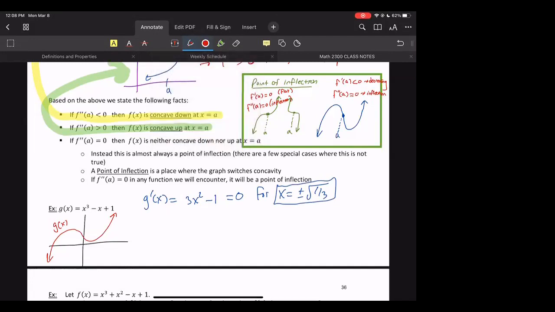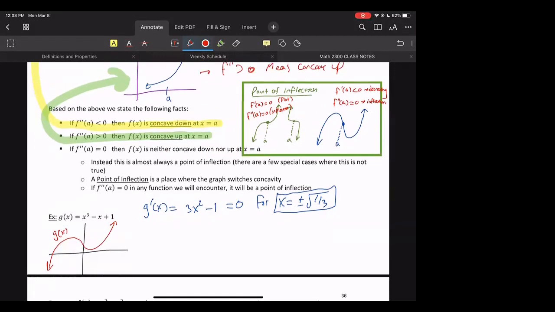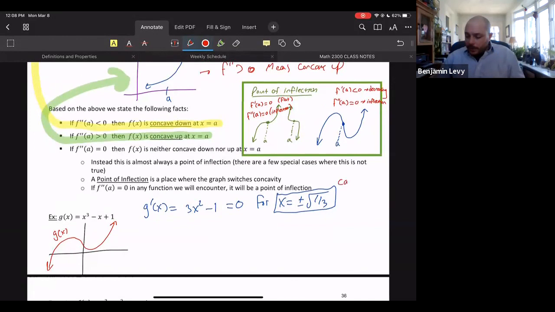Question, John? Anyone? Okay. And so I'm not going to do it, but you can prove that these are the max and min using the first derivative test that we just did. And you can just look at the graph to be convinced. All right, if you don't believe me, you can graph it, but this is the minus square root of 1/3, and then the plus 1 is on the other side.